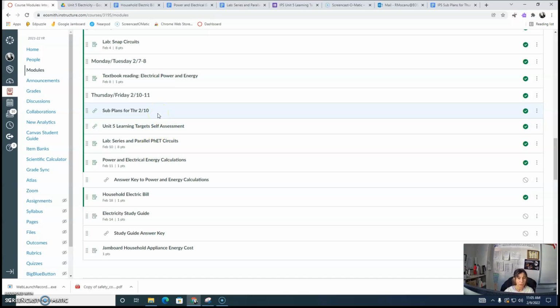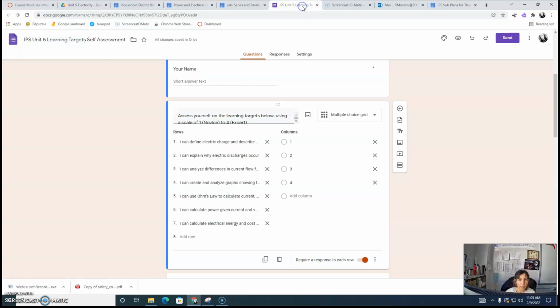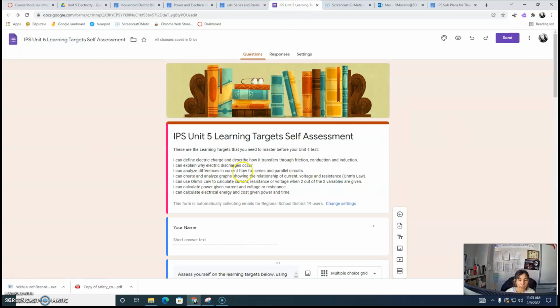The first thing I would like you to do is complete this learning target self-assessment. When you click on this, it will come up with a Google form for you that looks like this. These are the learning targets that we've covered so far in class for this unit, starting with static electricity all the way to power and cost calculations for energy.